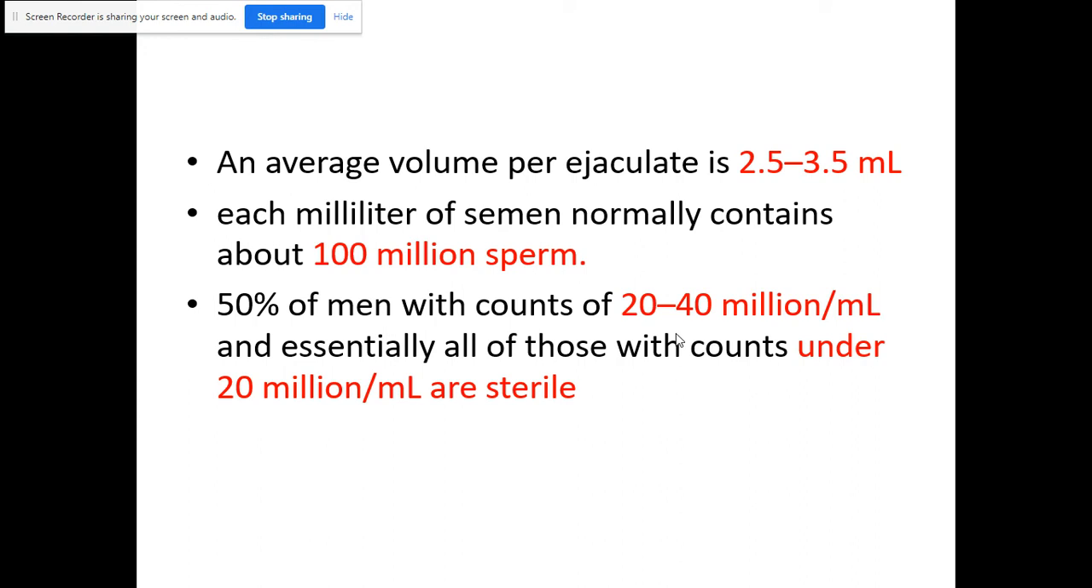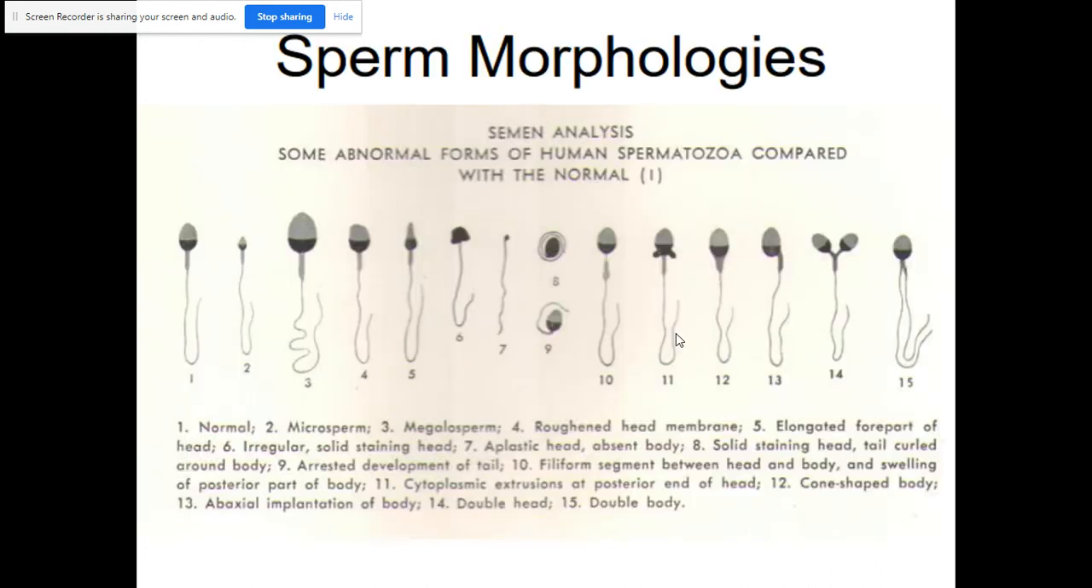Even though it takes only one sperm to fertilize the ovum, each milliliter of semen normally contains about 100 million sperm cells. Reduction in sperm production is associated with infertility: 50% of men have counts of 20 to 40 million per milliliter, and essentially all of those with counts under 20 million per ml are sterile. This is just to show you some of the sperm morphologies.